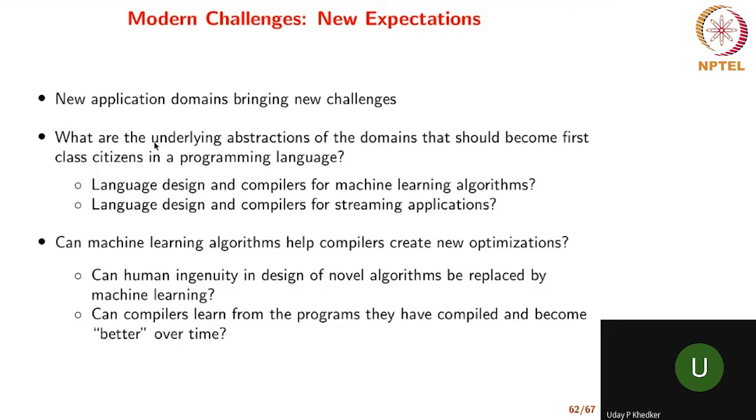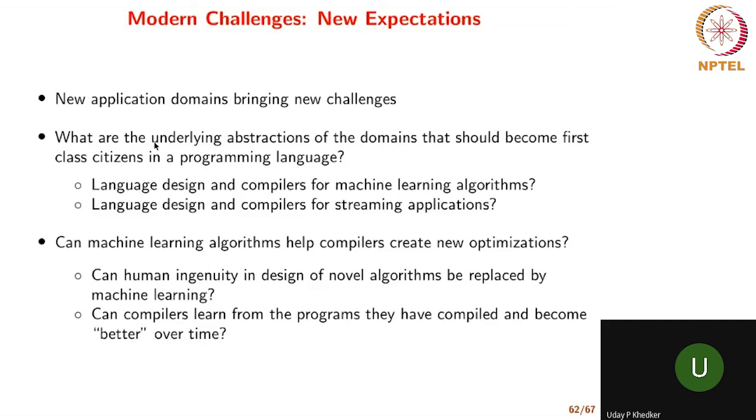So that's one frontier. And the second frontier, which is very common these days, and I think that's one of the questions that was asked to me in my first lecture: can machine learning algorithms help compilers create new optimizations? Can human ingenuity in the design of novel algorithms be replaced by machine learning? That's one of the things. And then, can compilers learn from the programs they have compiled and become better over time? Right now, compilers don't do that.